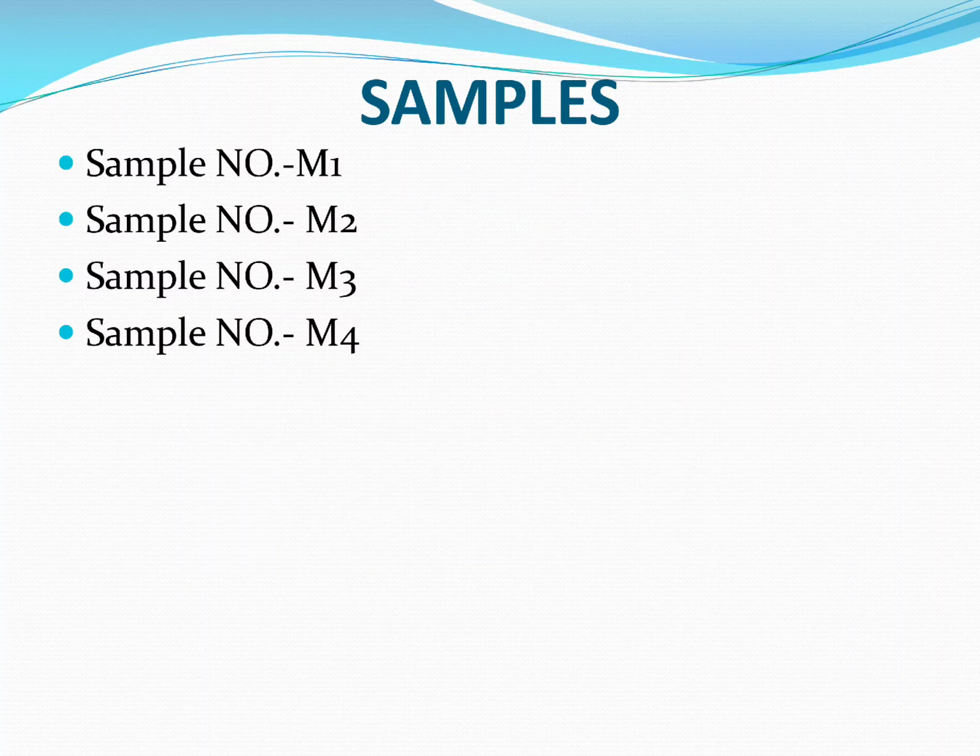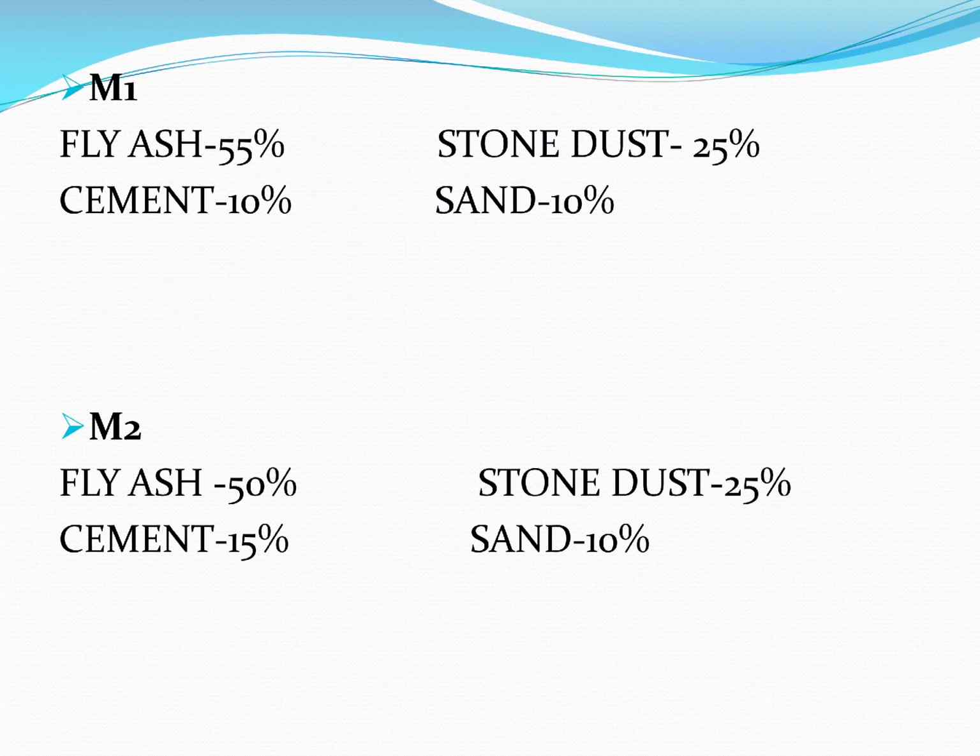Now we will talk about samples. We took four samples here: sample number M1, sample number M2, sample number M3, sample number M4. Sample number M1: fly ash 55%, cement 10%, stone dust 25%, sand 10%.